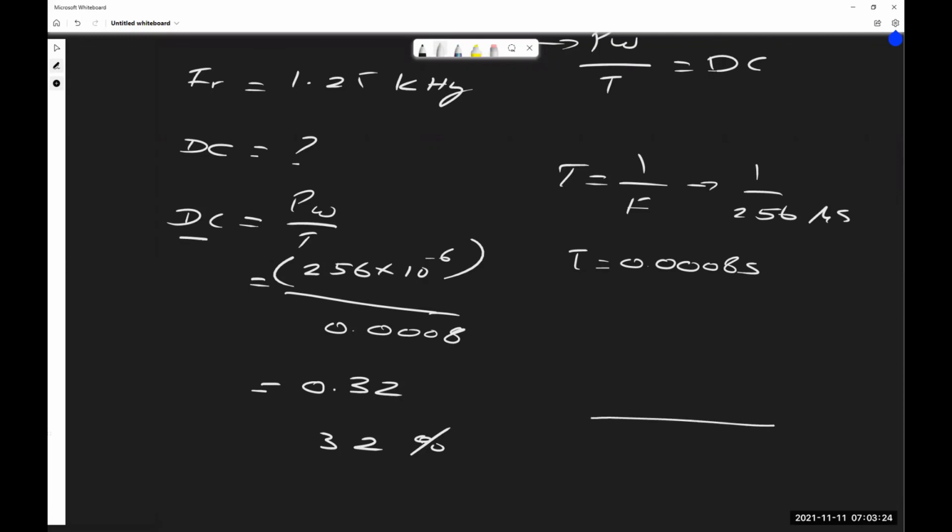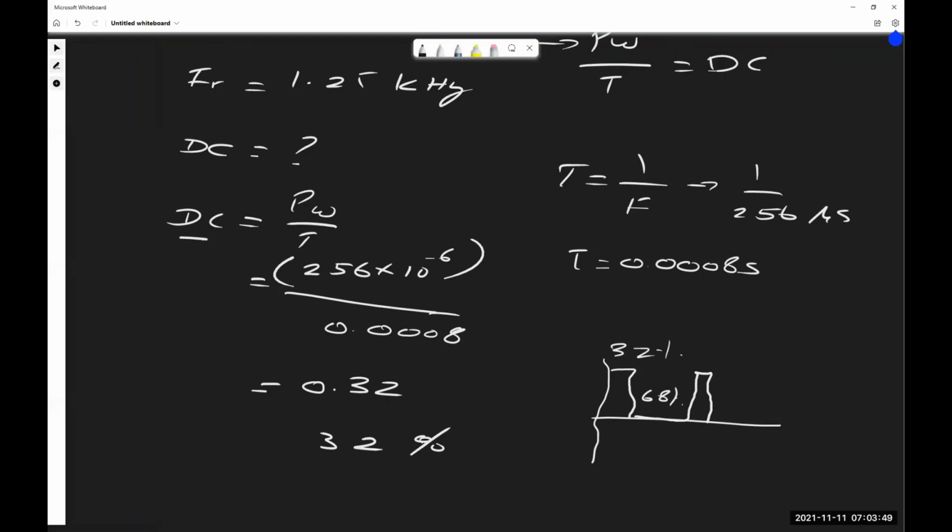With that said, the graph is going to be something like this, right? You will have 32% on time, and then that gives what? 68% off time. So 32% and 68%. So that's the question.